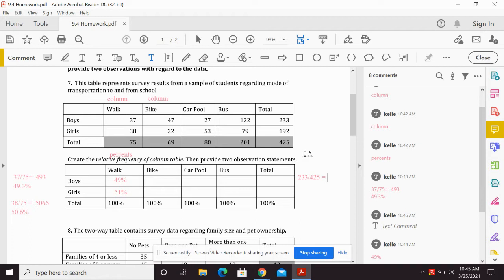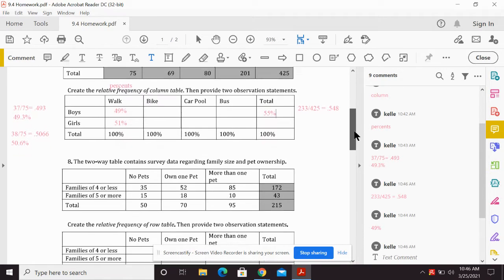Oh, jeez, the Elmo song is in my head. You get 0.5482. Okay, too far. And then you would multiply by 100 to move the decimal 2 spots. That will give you 55%. So of all the people interviewed, 55% are boys. That's what that means. So you're going to fill out the rest of the table doing that.